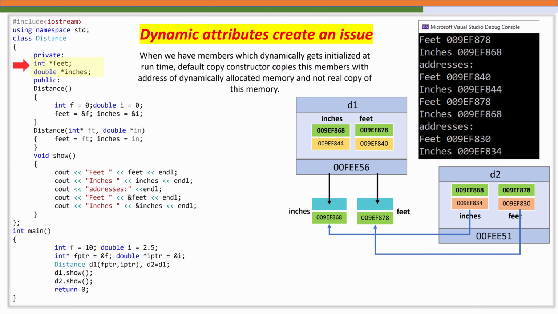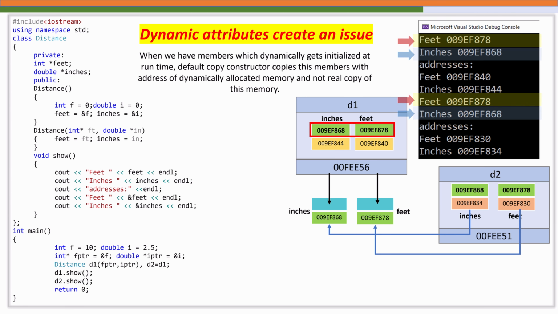In the constructor, these pointers are assigned to external variables. Now look at what happens in main. We define two separate variables f and i and pass their addresses to the constructor of d1. Then we create another object d2 as a copy of d1. When that happens, the default copy constructor simply performs a shallow copy, meaning the memory addresses stored inside d1's pointers are copied directly to d2. So now both d1 and d2 contain pointers to the same external variables, that is the same memory locations for f and i.